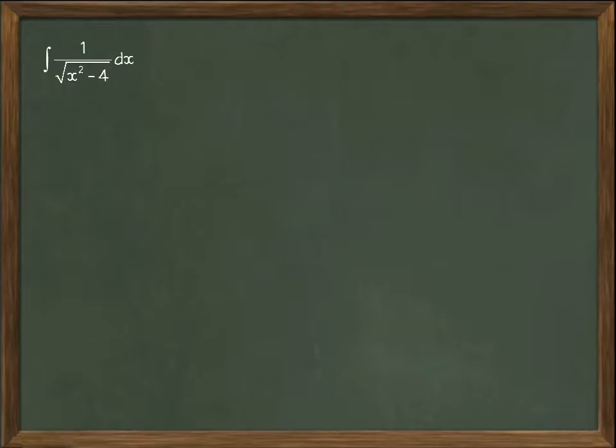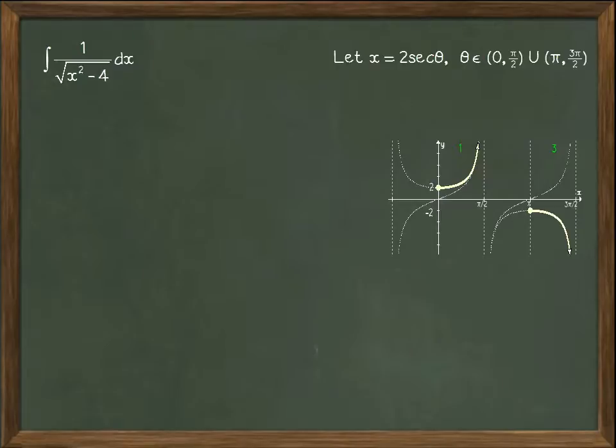If we consider the integral of 1 over the square root of x squared minus 4 dx, we realize that the suitable substitution is let x equal to 2 sec theta, where theta is restricted to the first and the third quadrants. We will also remember that we'll need to use the squared identity that sec squared theta minus 1 is equal to tan squared theta.